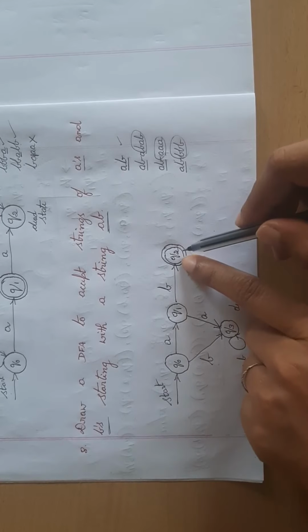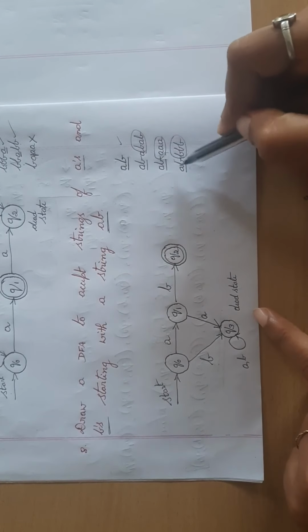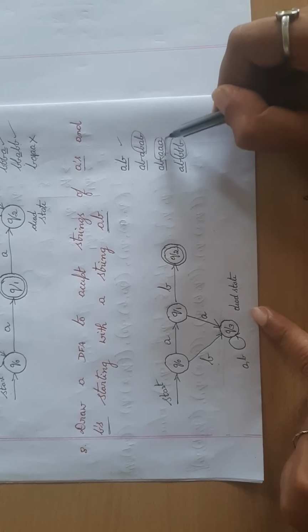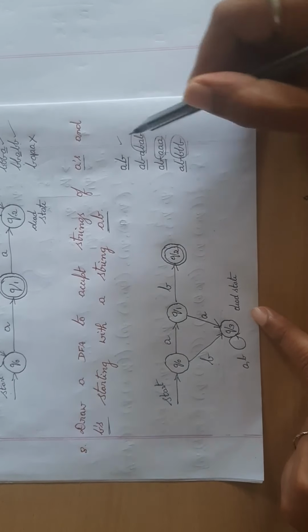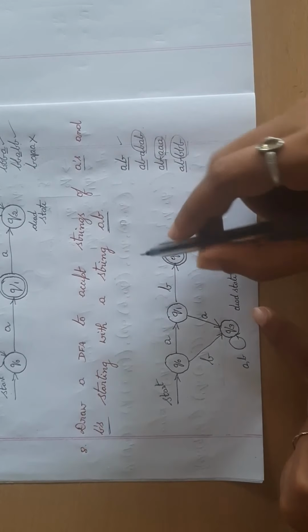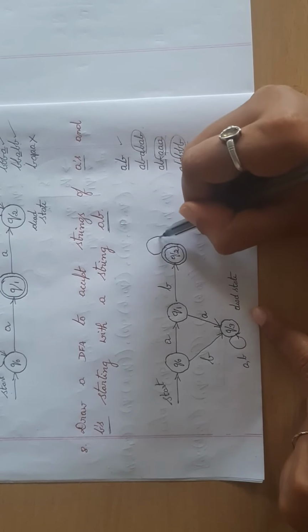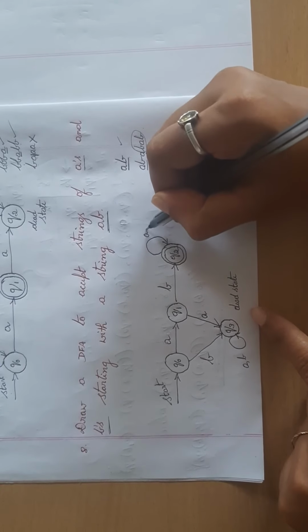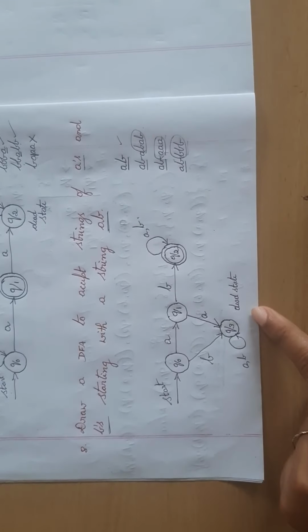What about Q2? So it should start with AB. After AB, I can have anything. I can have only A. I can have only B. I can have combinations of A and B, and this can be repeated any number of times. So what I'll do is, I will simply loop it here. And I'll name it as A, B. Okay, so I'm done with this.